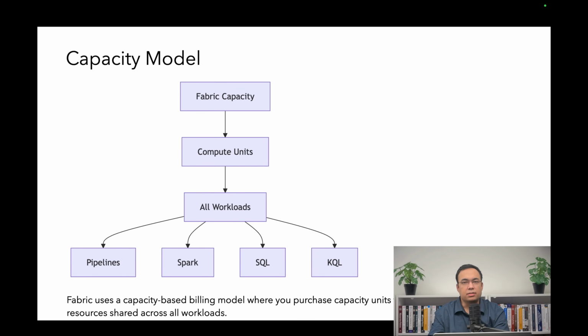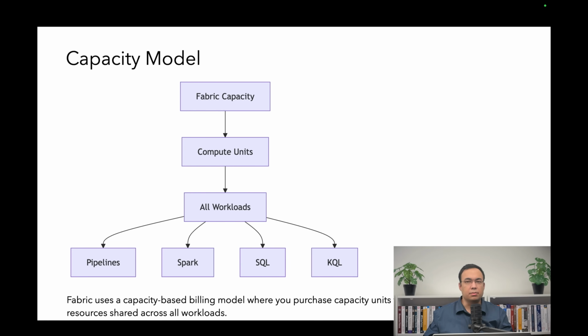Now let's talk about the capacity model, which is fundamental in understanding how Fabric billing and resource allocation works. Fabric uses a capacity-based billing model. Instead of billing per query or per gigabyte of data processed, you purchase capacity units that provide compute resources shared across all workloads. Think of capacity as buying a pool of compute resources. You might buy 64 capacity units or 256 capacity units, depending on your needs. All of your Fabric workloads, pipelines, Spark jobs, SQL queries, KQL ingestion, everything draws from the shared pool.